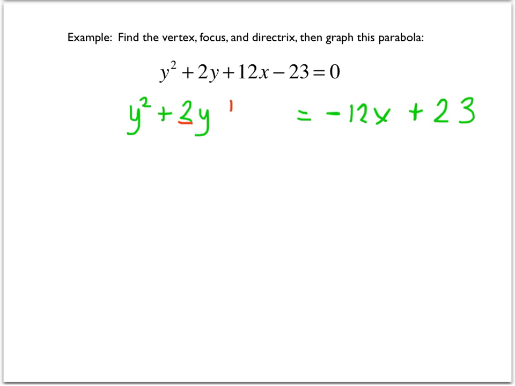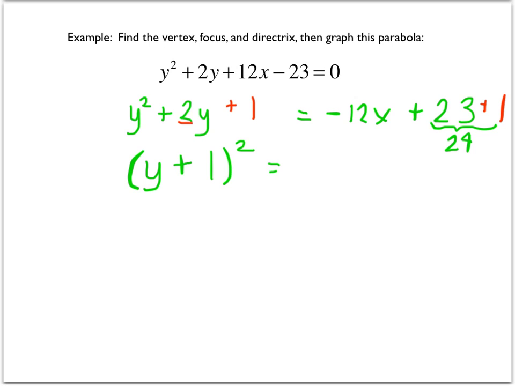I take half of that, which is 1, and I square it. So I'll add 1 to this side. I'll also add 1 to this side. So now what I have on this side, on the left side anyway, will be y plus 1 squared. Meanwhile, on the right, I'll have negative 12x plus 24, I think you can see here.